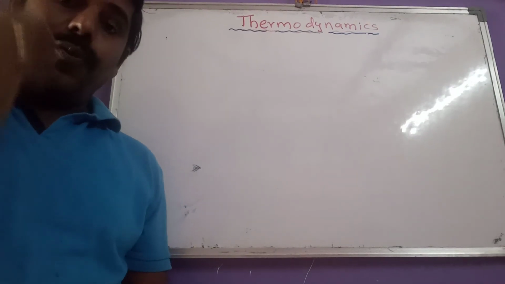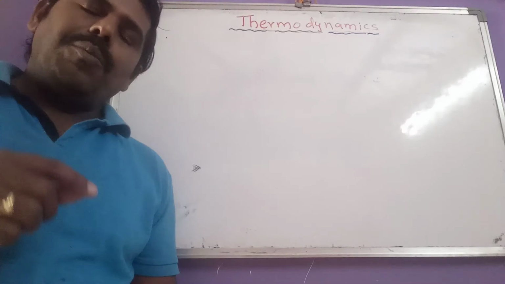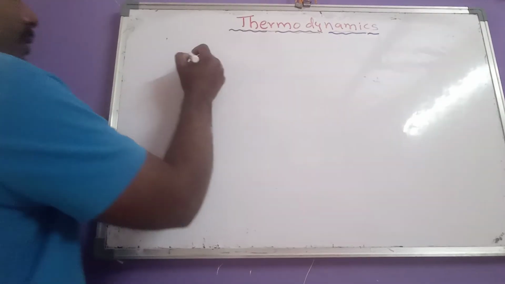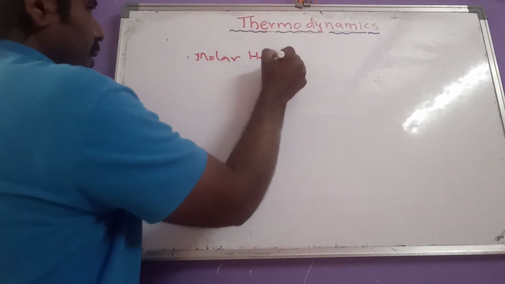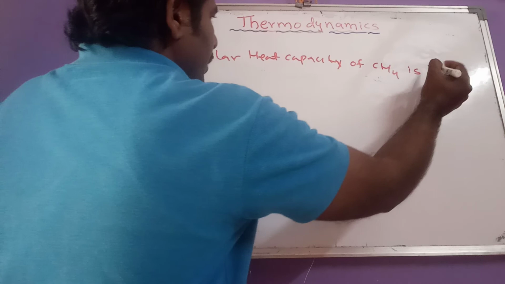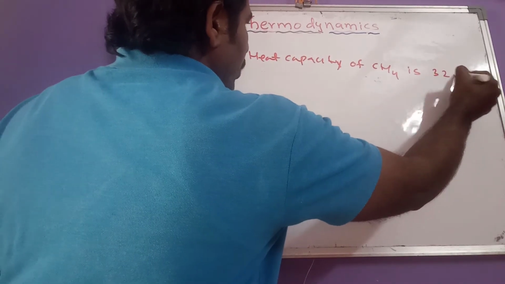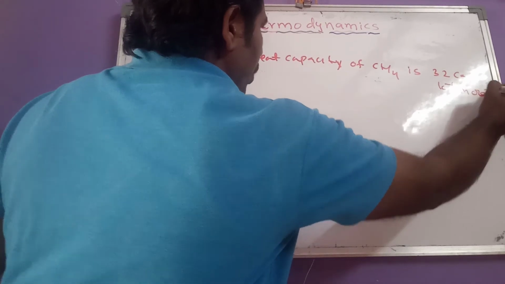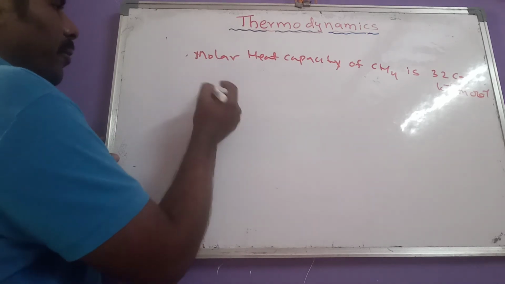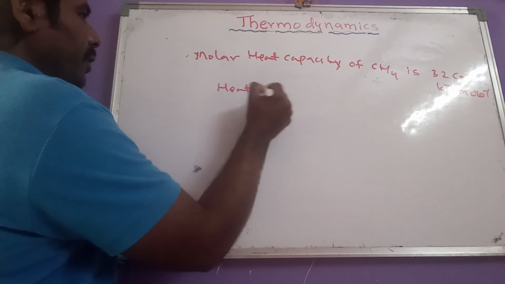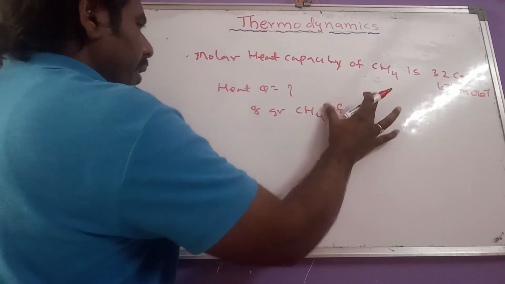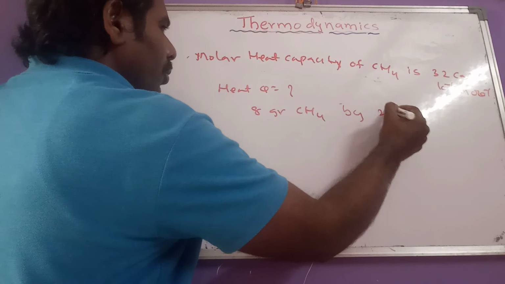Now let us go for another question here. For example, the molar heat capacity of methane is given as 32 calorie per degree Kelvin per mole. Now the question is: what is the amount of heat required to raise the temperature of 8 gram of methane by 2 degrees centigrade?